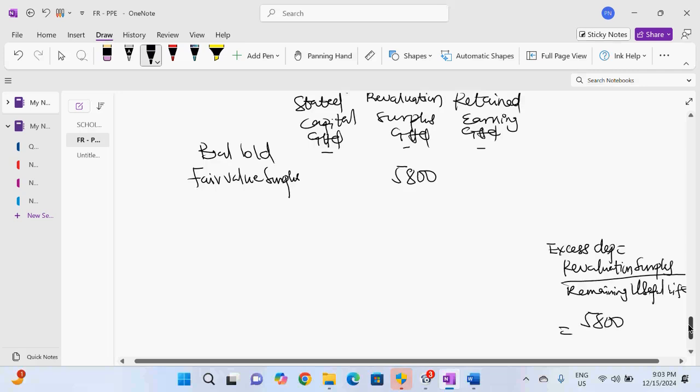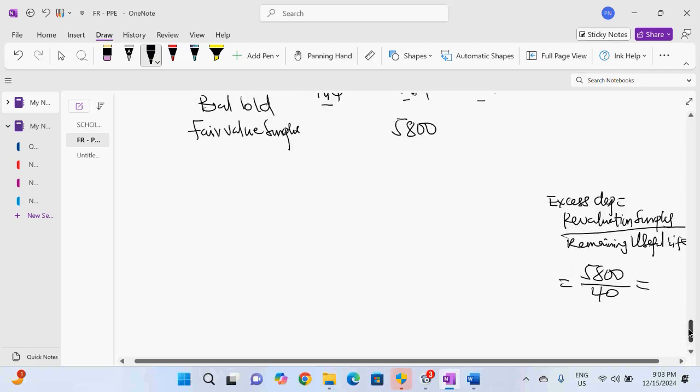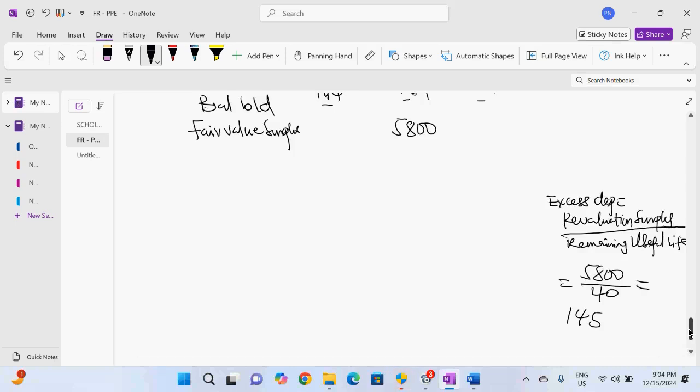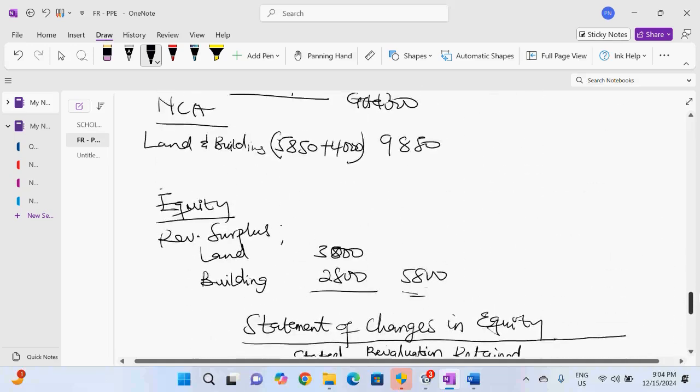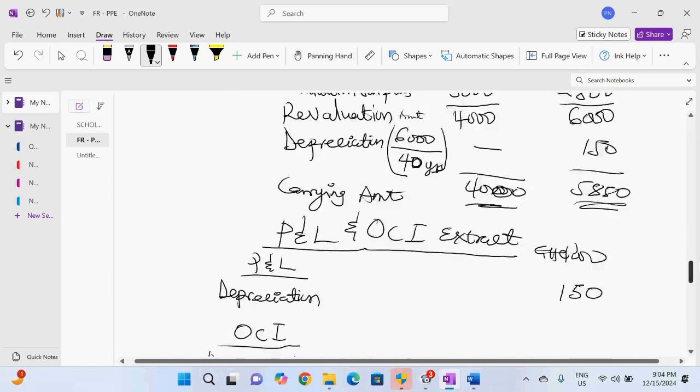So what is the revaluation? 5,800 over 40, right? What are you getting? You get 145, which is your asset depreciation. Let's try and find the difference. Let's use the other method and see, the other method where we will find the annual depreciation.